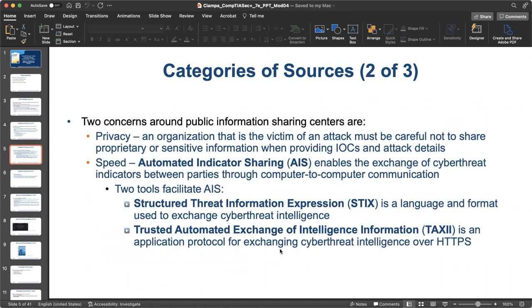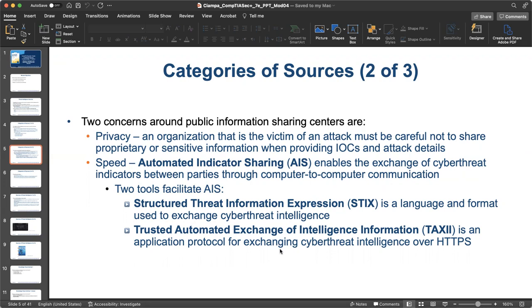Okay, so there are two concerns around the public information sharing centers, which are mostly addressing the privacy of the shared information and the speed at which information is shared. So these two, privacy and speed, are the major concerns.